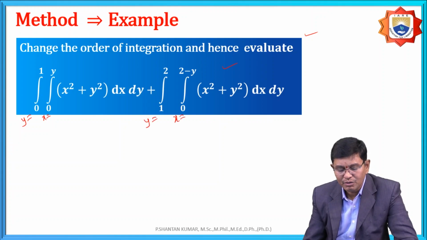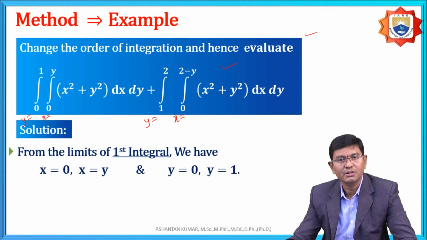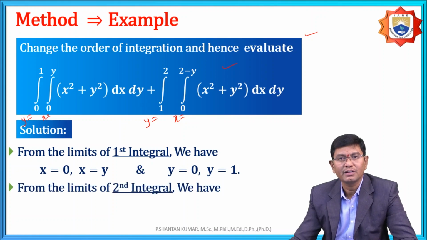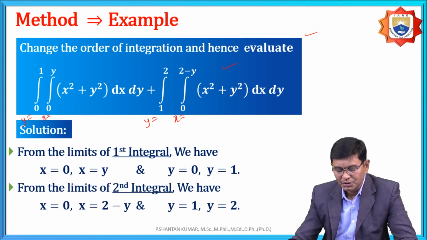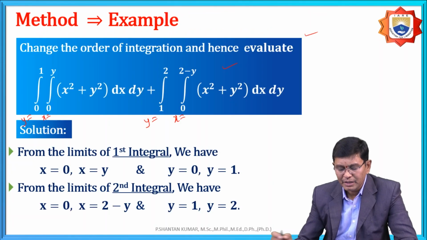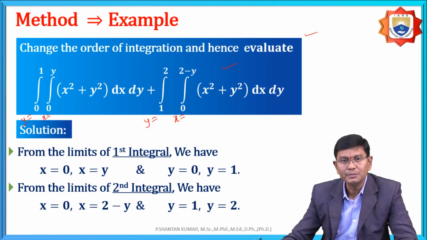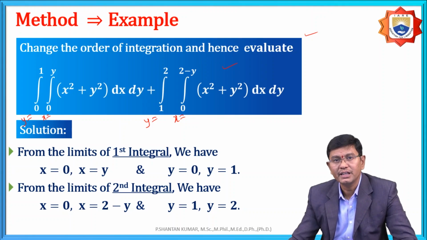That means we need to assume, according to 1 by 1, the first integral x is equal to 0 to x is equal to y, and y is equal to 0 to 1. From the second integration, x is equal to 0 to 2 minus y and y is equal to 1 to 2. Based upon all these things, we need to draw the diagram first of all according to the working rule. X is equal to 0, that means it is the origin.